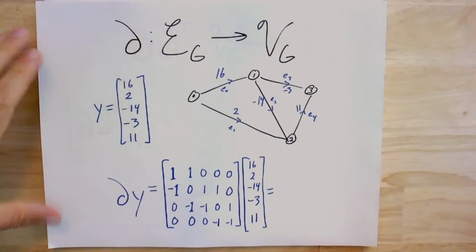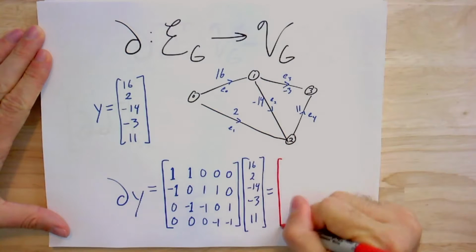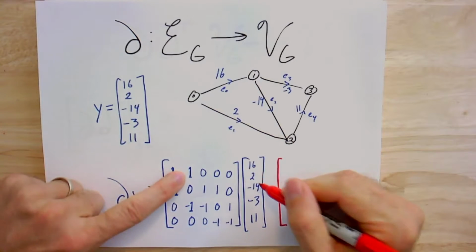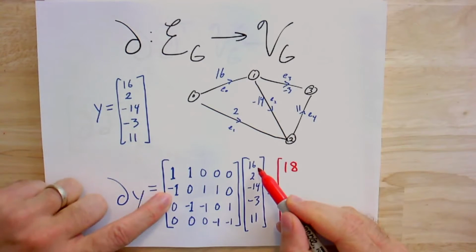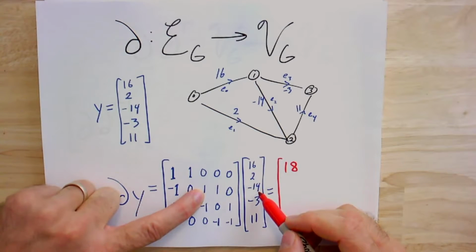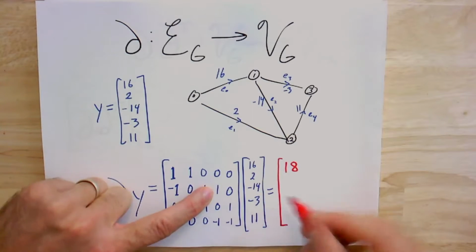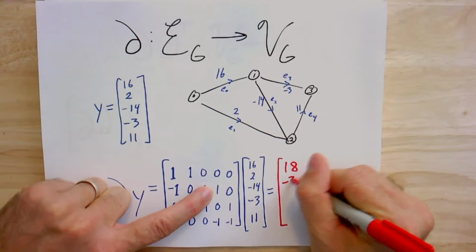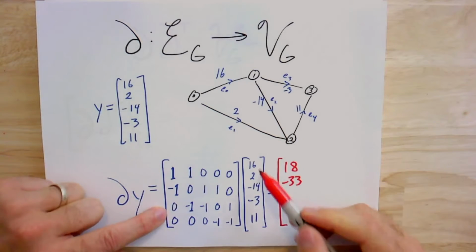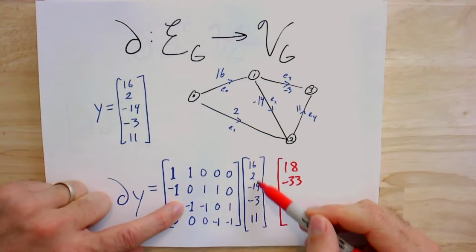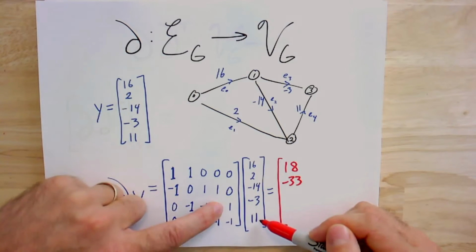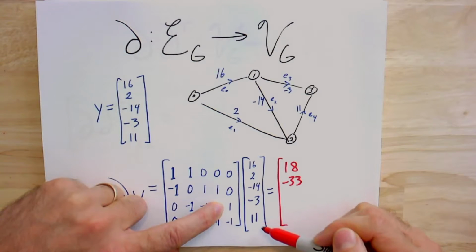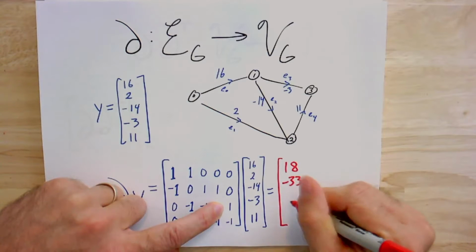Done with that. Let's try this again. Here we go. So 16 plus 2 is 18. Minus 16 minus 14 is minus 30, minus 3 more is minus 33. Minus 2 plus 14 is 12, plus 11 is 23.